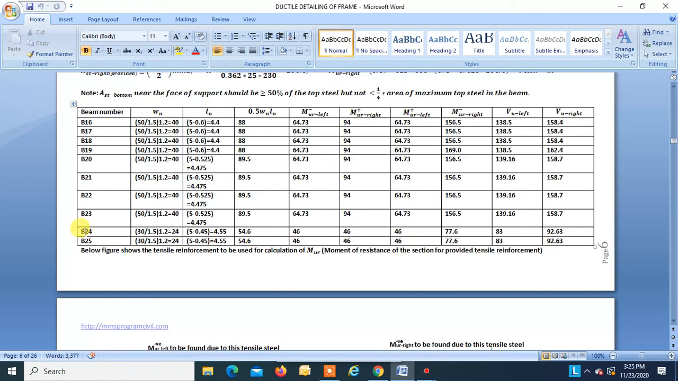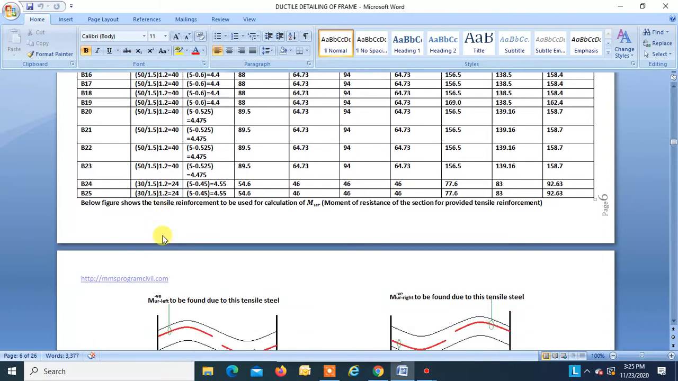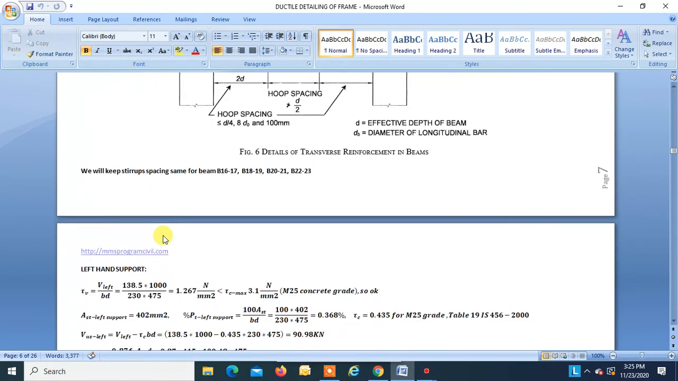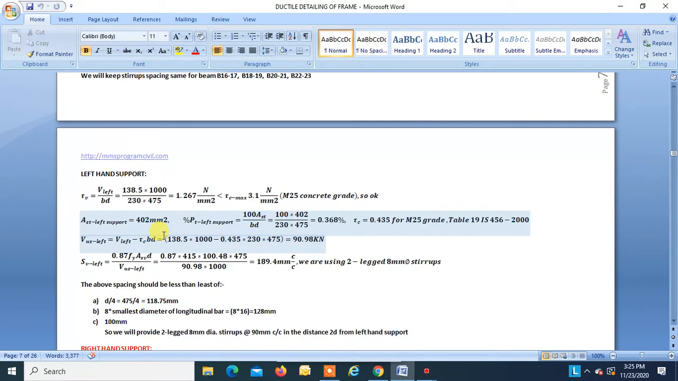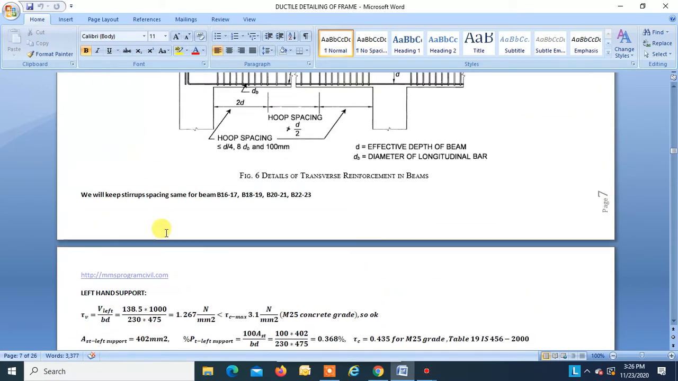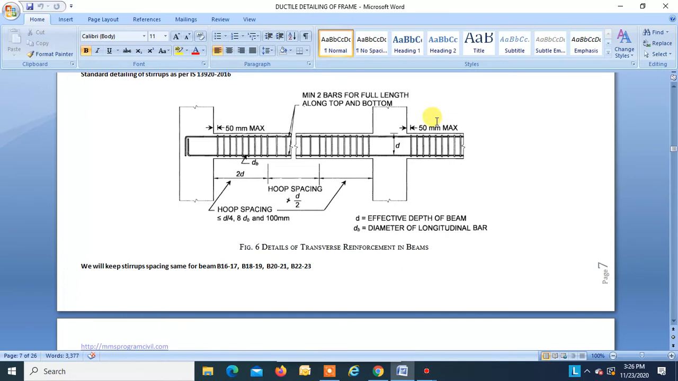And for beam 24 and 25, we'll again do a separate calculation. So now let us do the calculation for shear force. This is a standard detailing. Whatever shear force we left, VU left, we got maximum.